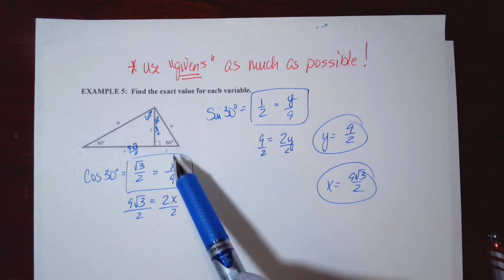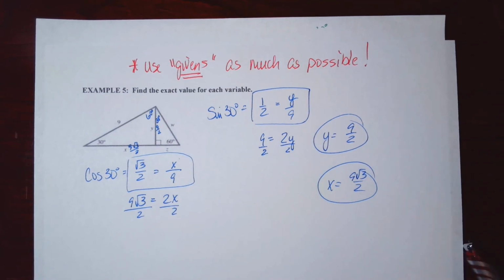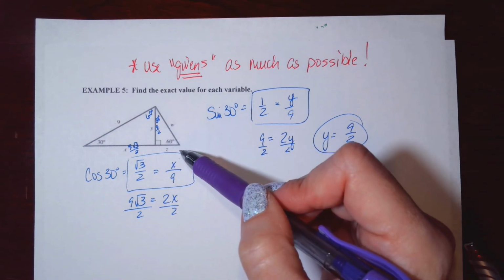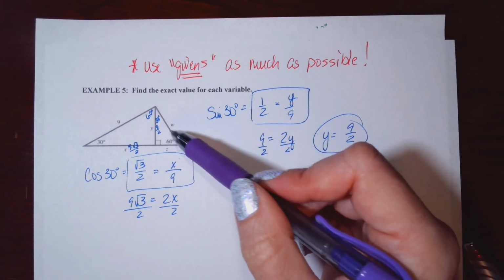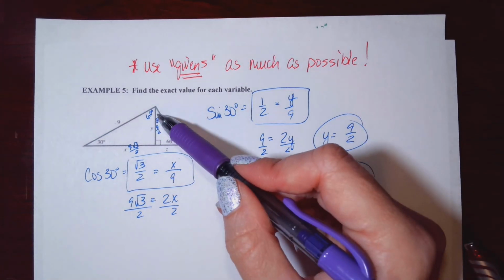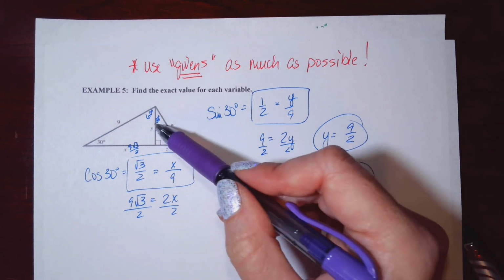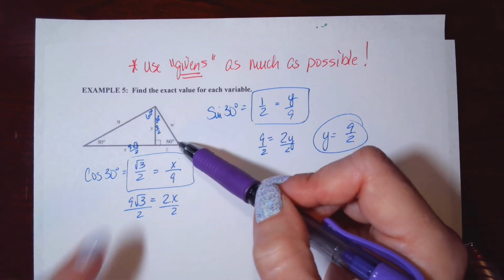So we need to do w and z. To do w and z, I'm going to need to switch to this other triangle. I can work with this 30-degree angle. I can work with this 60-degree angle. I'm going to have to use a found value here, right? Because I don't have any given values for this triangle.